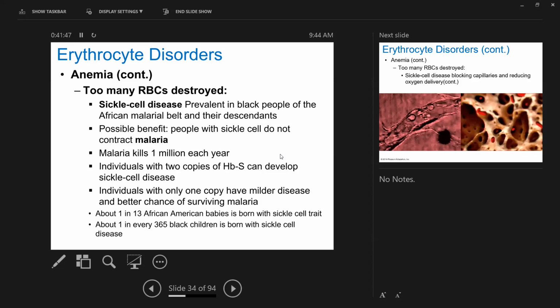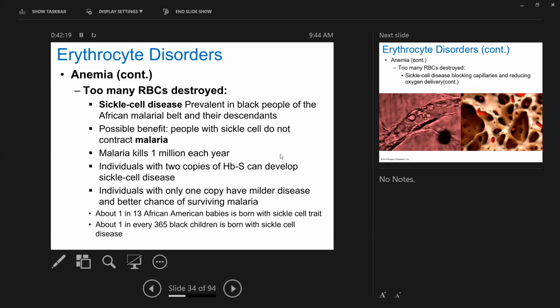Now, if you were a carrier for sickle cell, you wouldn't die from malaria. You might not have any sickle cell symptoms, but you wouldn't die from malaria. A lot of other people do. Millions used to. Still 2 or 3 million die every year. We even have some cases of malaria in the United States every year, which is pretty unusual because we haven't had it for years.